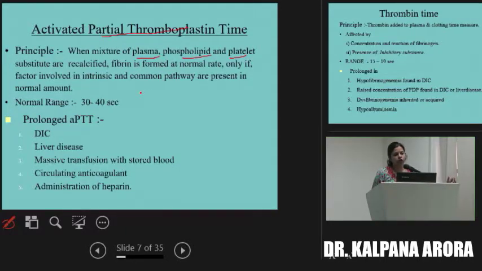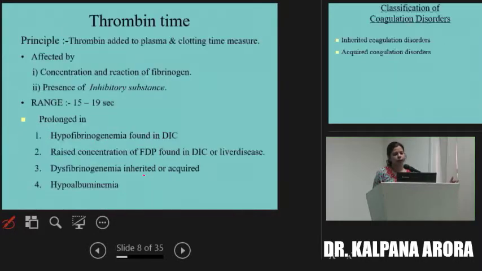The normal range of this PTT is slightly higher, that is 30 to 40 seconds. It is increased in DIC, liver disease, massive transfusion with stored blood, circulating anticoagulant and heparin. Then the third test is the thrombin time. Remember, all the tests which we do for the clotting factors are measured in time, seconds, okay?